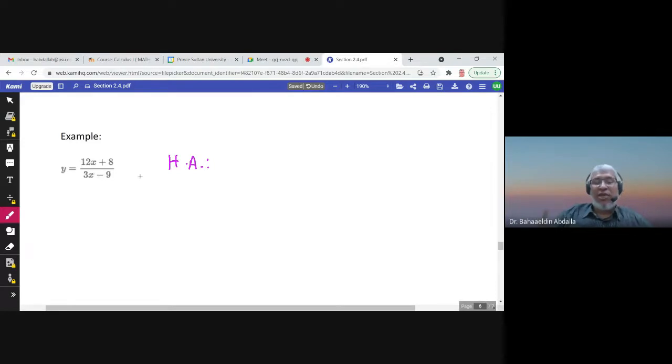They have the same degree, so the horizontal asymptote has the equation y equals 12, the coefficient of the highest degree in the numerator, over 3, which is the coefficient of the highest degree in the denominator. So y equals 4 is the equation of the horizontal asymptote of this function.